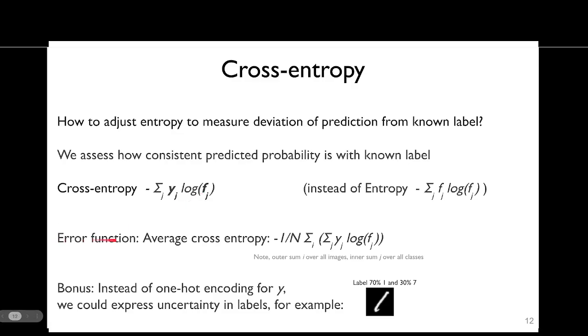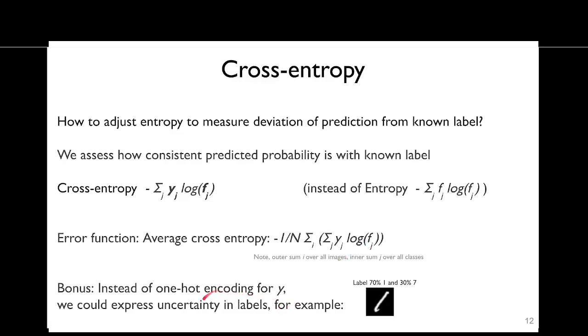As an error function, we average over this cross-entropy, and that gives us 1 divided by n, negative value here, and this first sum i ranges over all of the images, and the second sum j here ranges over all of the classes that we have, and then here yj times log fj.